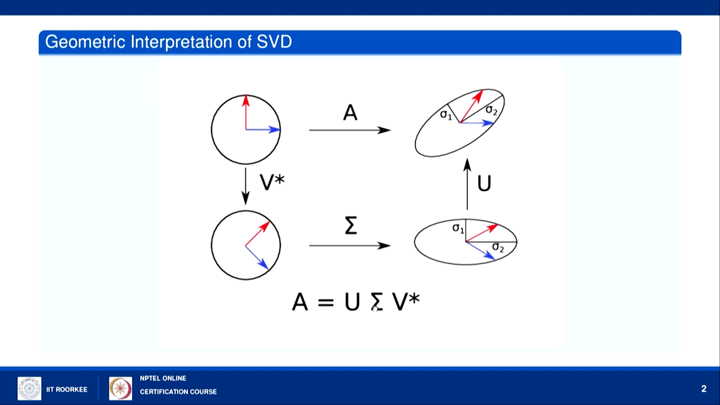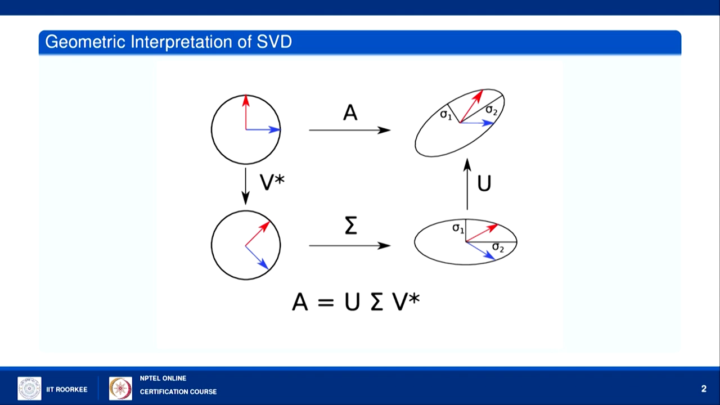Now I apply sigma on it. Sigma has scaling factors, and those scaling factors are proportional to the singular values. So it will scale this circle and deform it into an ellipse. If both singular values are equal, sigma 1 equals sigma 2, it will remain a circle; otherwise it becomes an ellipse where this distance is sigma 2 and this distance is sigma 1. After that I apply U, which is again an orthogonal matrix, and it rotates this ellipse in this way. So this is the geometrical interpretation of singular value decomposition.